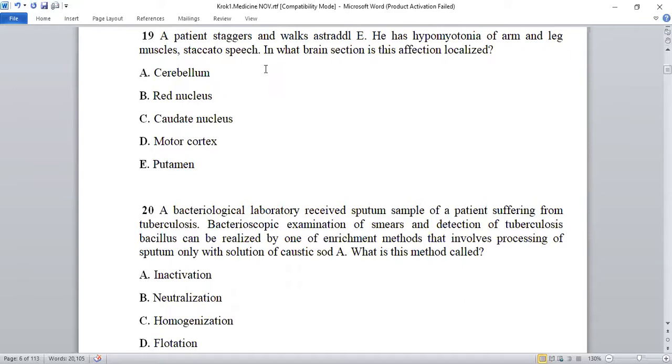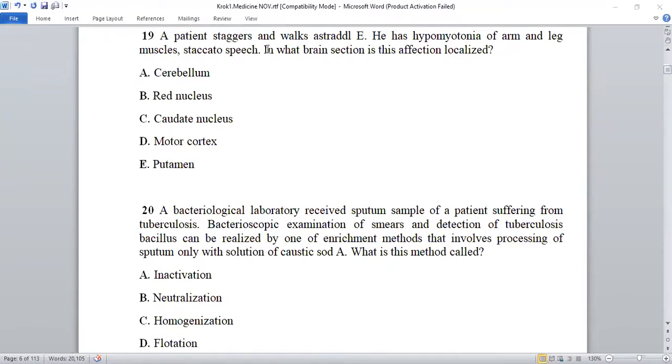Okay, so just take staccato speech as slurred speech, okay? You know the way some people speak when they are drunk, like their speech becomes slurred. And the hypomyotonia is like kind of weakness in the muscle. Walking astride is like when you are walking and your buttocks is coming down, okay? It's like the person is walking and it feels like the person wants to sit. Yeah. So these are as a result of uncoordinated muscular activities.